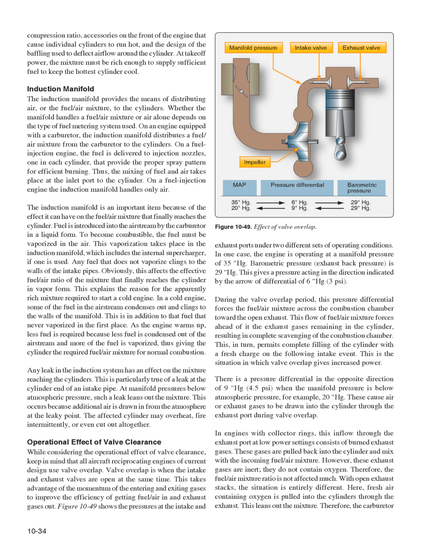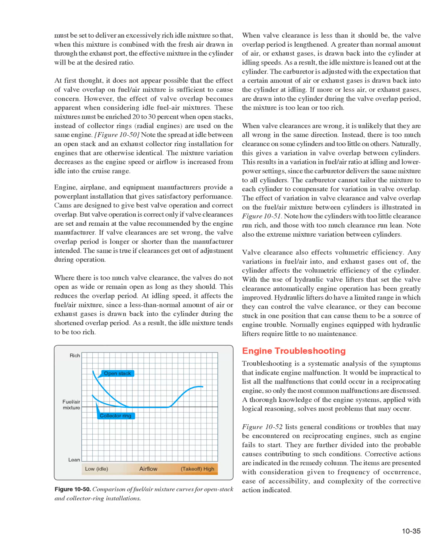With open exhaust stacks, the situation is entirely different. Here, fresh air containing oxygen is pulled into the cylinders through the exhaust. This leans out the mixture. Therefore, the carburetor must be set to deliver an excessively rich idle mixture so that, when this mixture is combined with the fresh air drawn in through the exhaust port, the effective mixture in the cylinder will be at the desired ratio.